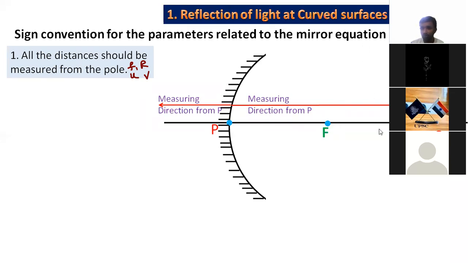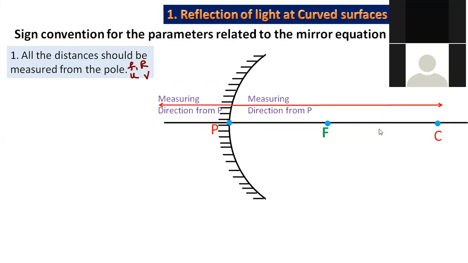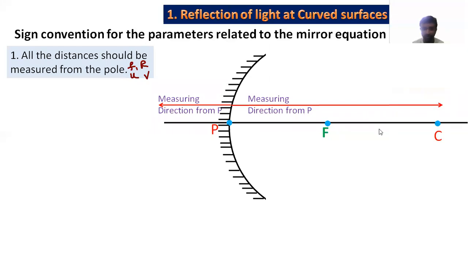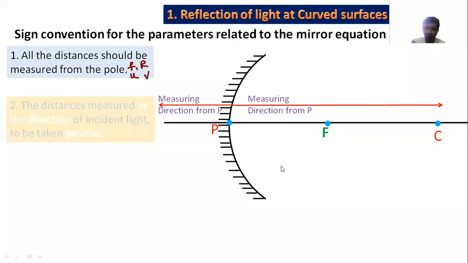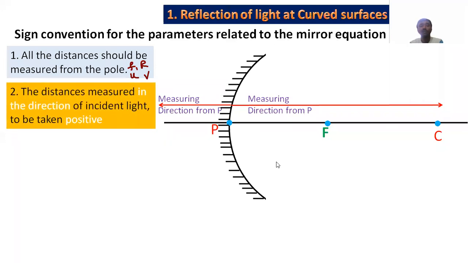Only one response. Okay, right. So every point I will show you as a diagram here. So the first point is completed. I am going to the second point. What is the second point here? If you measure the distance from the pole in the direction of the incident light ray, that is the positive direction.